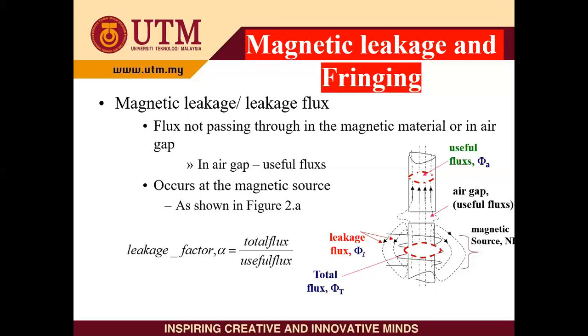In a magnetic circuit, we have several losses. Not losses, actually, it is what we call magnetic leakage and fringing. Magnetic leakage is the flux that is not passing through the magnetic materials or the air gap. Usually this magnetic leakage occurs at the magnetic source. For example, if you have a winding like this, we have a flux surrounding this winding. This is what we call the leakage flux.